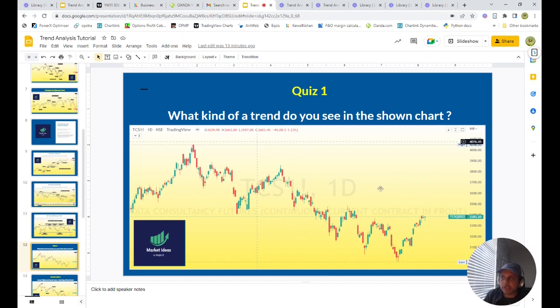I would like you to, I'll give you 5 seconds to answer this question. What kind of trend do you see in the shown chart? You see a series of swing highs and you see a series of swing lows. This is a trend, this is a chart of TCS on a daily time frame. So I guess you guys must have made up your mind as to what this looks like. So let's see what this looks like.